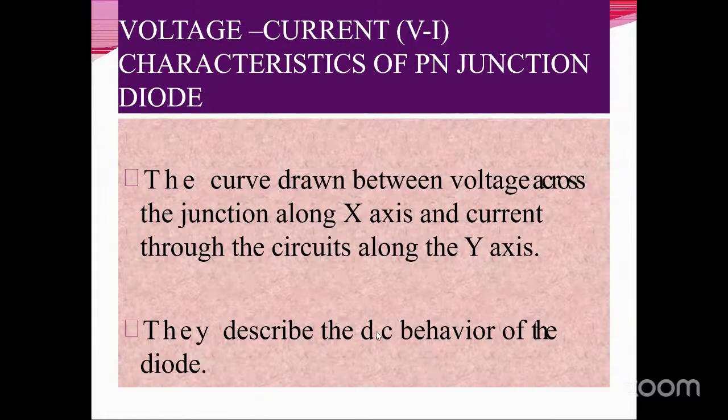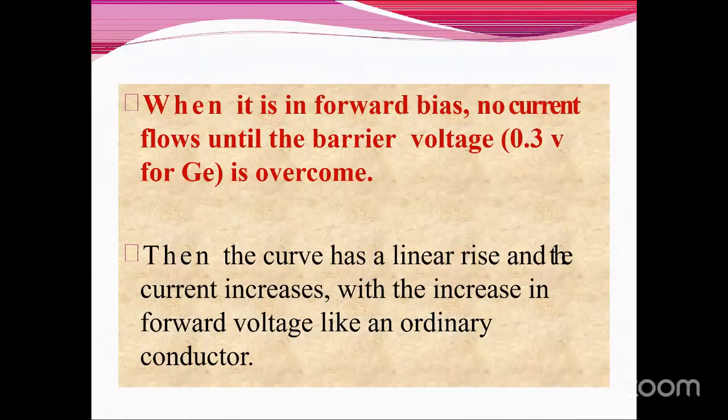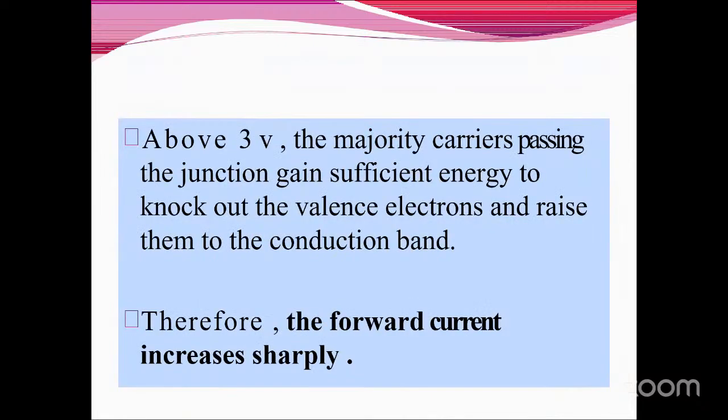Voltage-current VI characteristics. The curve is drawn between voltage on the x-axis and current on the y-axis. So in forward bias, the curve has a linear rise, and the current increases with the increase in forward voltage like an ordinary conductor. Above 3V, the majority charge carriers passing the junction gain sufficient energy to knock out the valence electrons and raise them to the conduction band. Therefore, the forward current increases sharply.